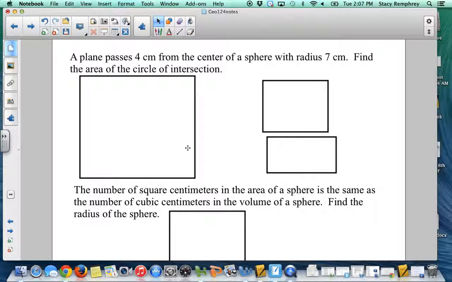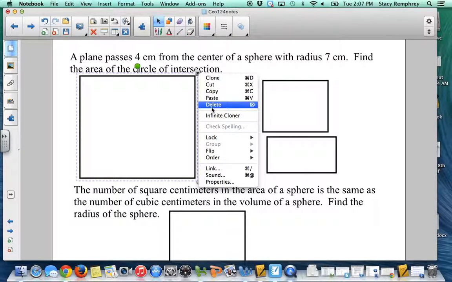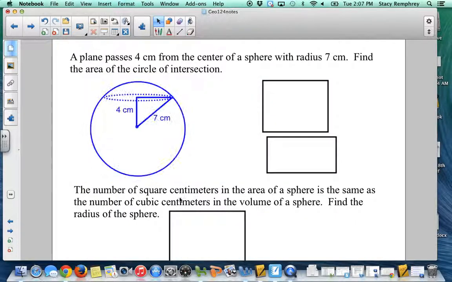All right, for the next one, a plane passes 4 centimeters from the center of a sphere with radius 7. Find the area of the circle of intersection. We did ones like this before in, I think it was the trig unit. First, let me give you the picture.